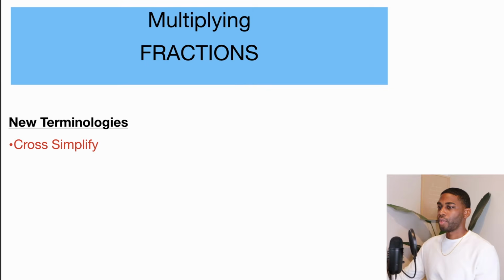If you didn't cross-simplify in the beginning, most likely you'll have to simplify at the end. However, if you did cross-simplify in the beginning, go ahead and just double check that your answer doesn't need to be simplified at the end as well. All right, y'all. So next, let's talk about multiplying fractions. How do we multiply fractions? So actually, we have a new terminology called cross-simplifying. Cross-simplifying, right?